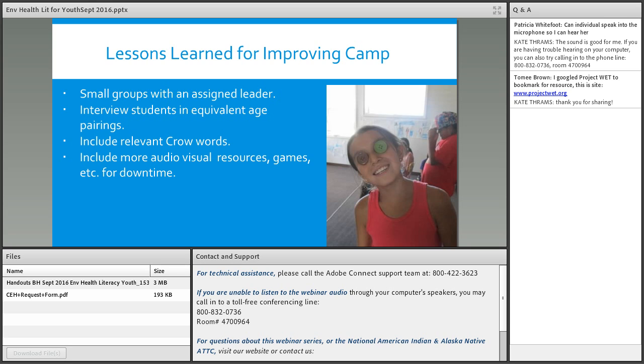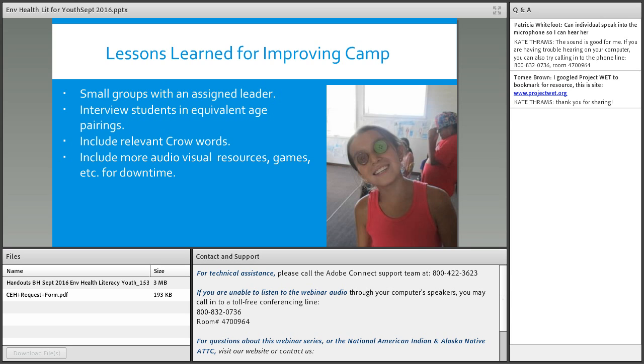Another thing that we learned was that we didn't split the kids. From the literature, we had thought that the kids would feel more comfortable if they answered the interviews in pairs. But some of the pairs had an older student in them or a more talkative student, so we thought that maybe the next year we would want to interview them in equivalent age pairing, the same age. Because that first summer we had fifth and sixth graders in our camp, and so having a young fifth grader with an older sixth grader might not have worked as well.